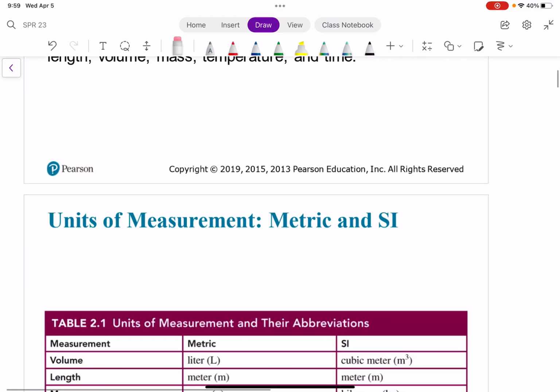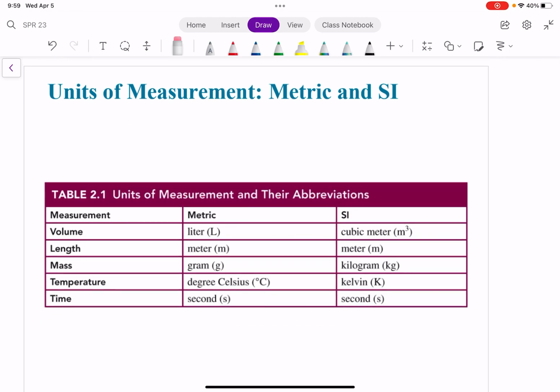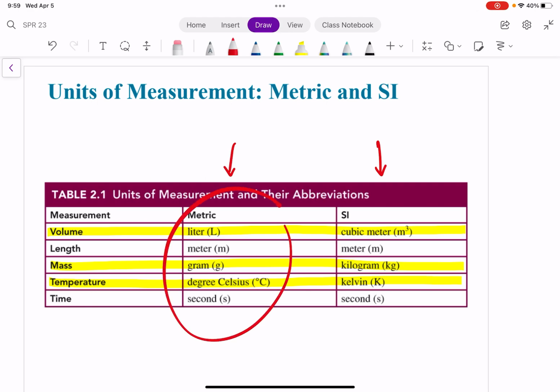Here's a handy dandy table of the units used in the metric system versus the SI system. I'm not going to go over it too much, but I do want to highlight that the units of measurement for volume, mass, and temperature are different. We'll talk about what some of these on this side are, because they might be things you haven't seen before. We'll talk about this one as well.